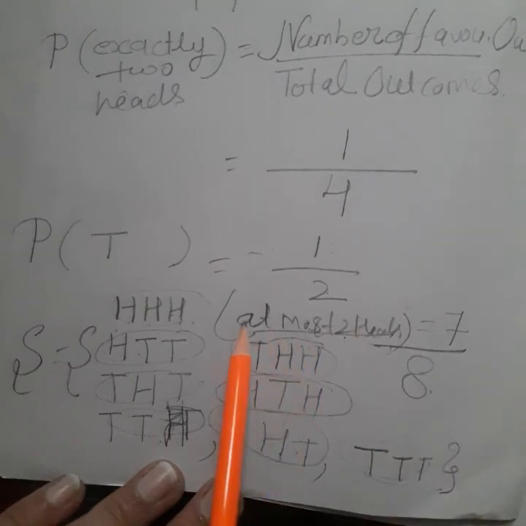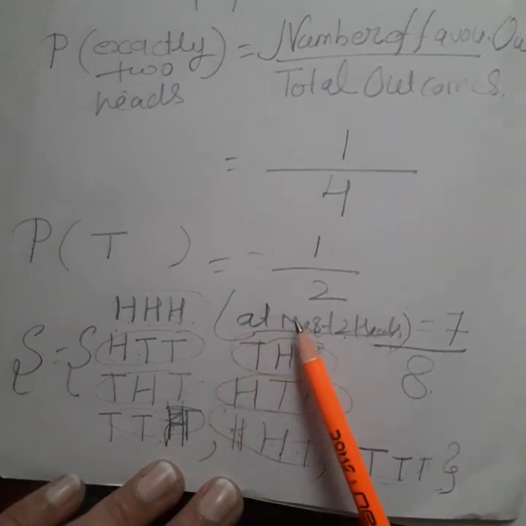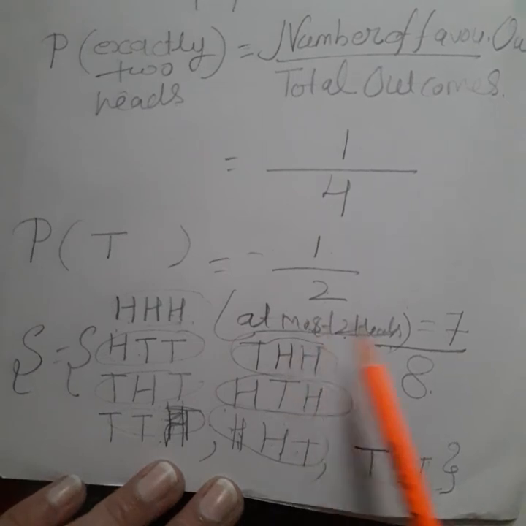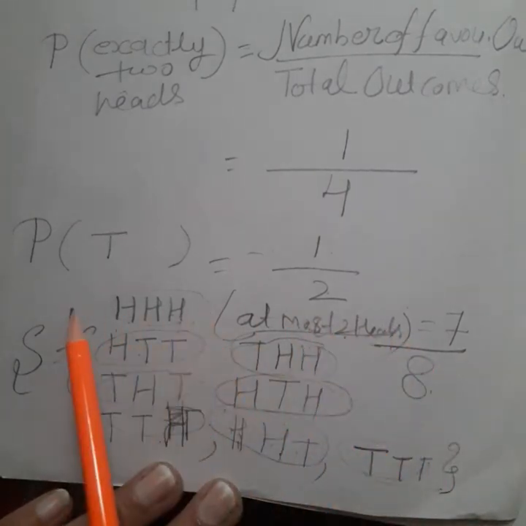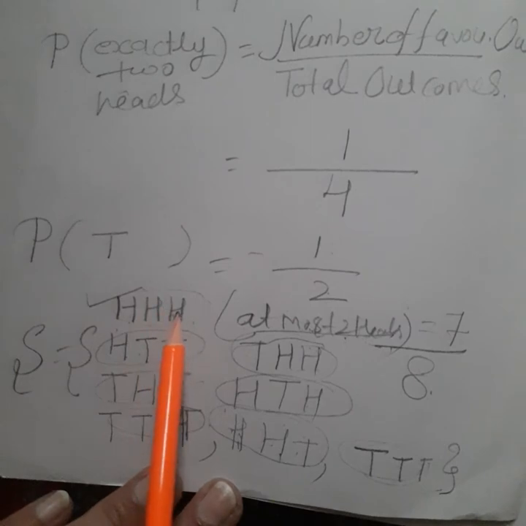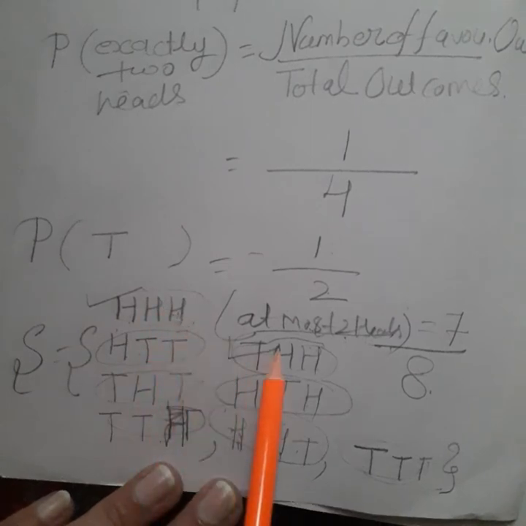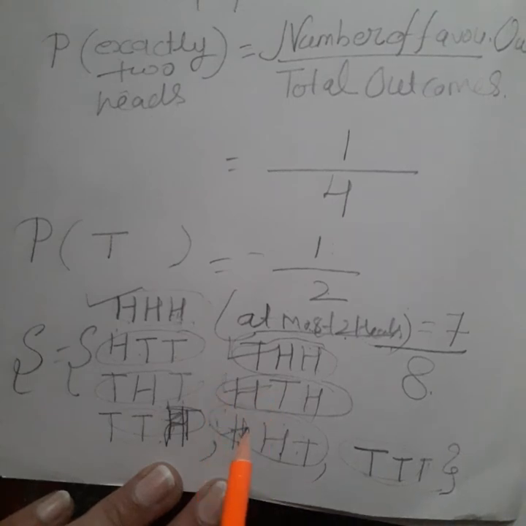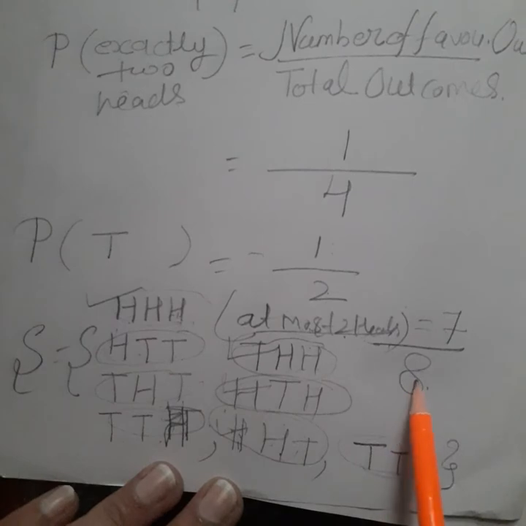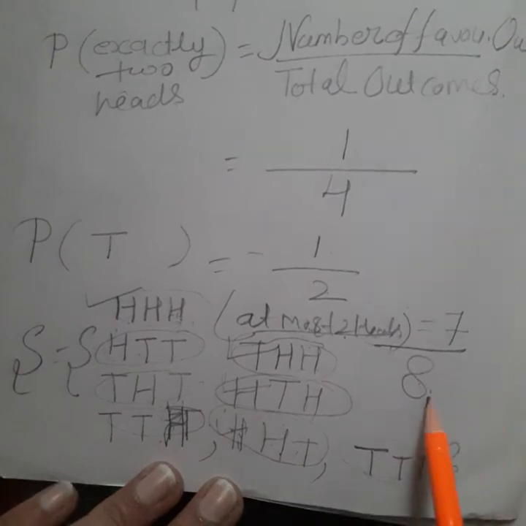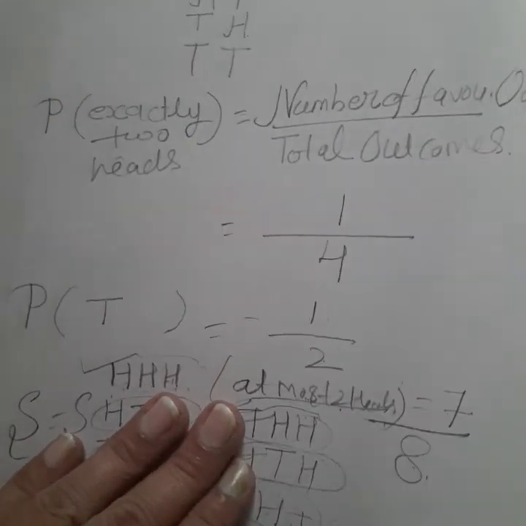And if it says at least 2 heads, at least 2 heads means minimum 2 heads, and you can take more than 2 heads also. In that case you can take first and minimum 2 heads, second, third, fourth. Okay, so we get 4 upon 8 in that case. So students, this is the probability. You can take any other example.